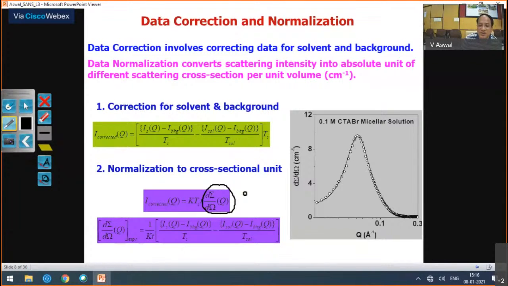If it is not matching, then it could be related to the resolution of the instrument, because different instruments will be using different geometries, and that could lead to different resolution, and that could lead to some differences in the differential scattering cross section you will be measuring. So from this, you put in this value of I corrected, which comes from this equation, and then this is the final expression for the corrected and normalized scattering intensity.